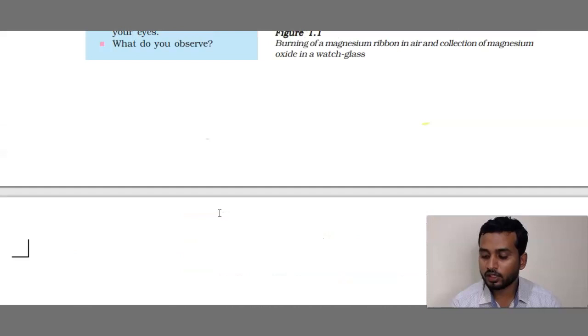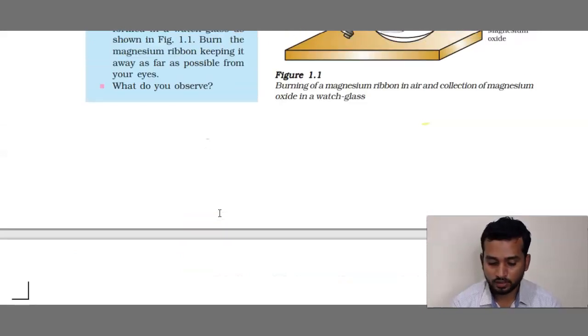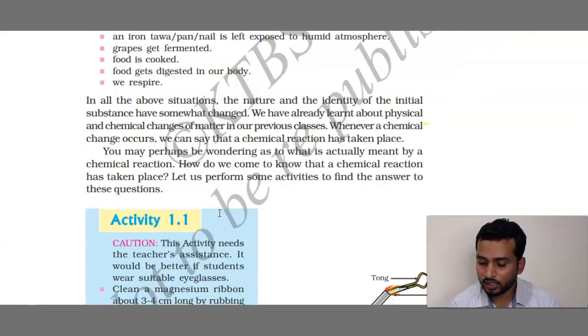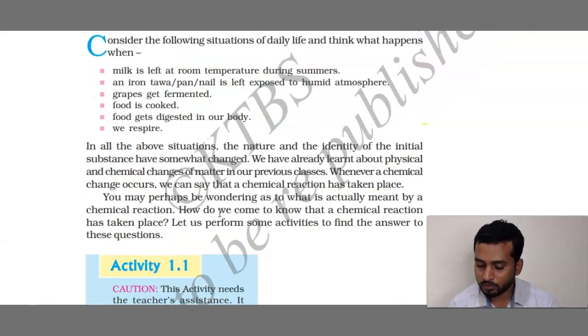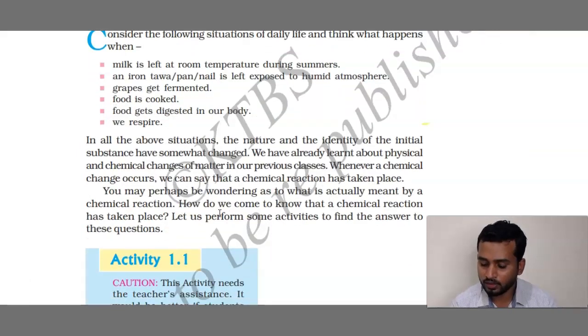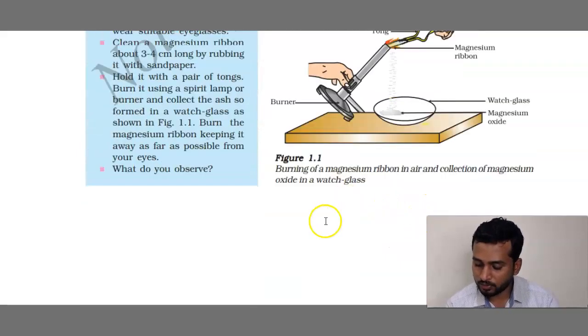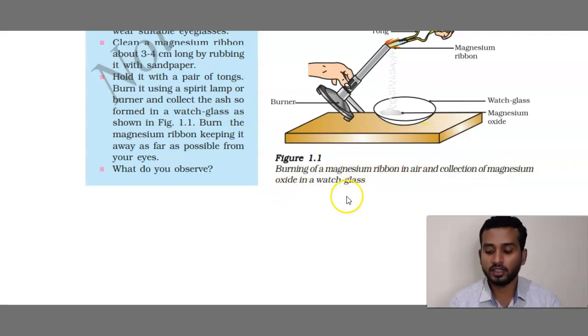See children, here we can see one figure. Can you see here? We can see a diagram. So what does this diagram say in activity 1.1? Can you all see this diagram? Yes. That is nothing but burning of magnesium ribbon in air and collection of magnesium oxide in a glass. We are burning the magnesium ribbon in air. When magnesium reacts with oxygen, air is nothing but oxygen, what does it produce? Magnesium oxide, right?